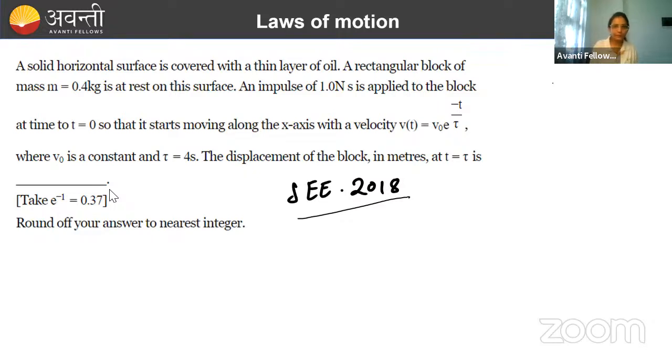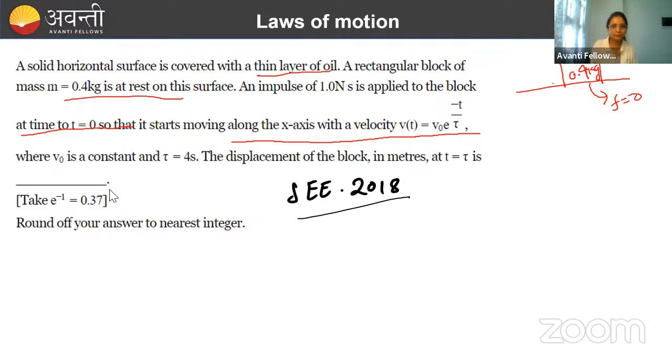Because everyone is making mistakes. So what the question is: there is a solid horizontal surface covered with a thin layer of oil. Then a rectangular block of mass is resting on this surface. So there is oil, it means there will be no friction here. Friction is 0. And 0.4 kg is resting on this surface. Impulse 1 Newton is applied to the block at t equal to 0, so that it starts moving along the x-axis with velocity v.